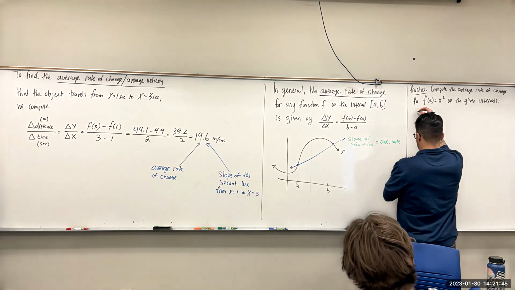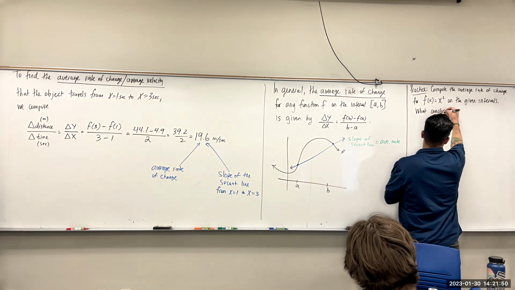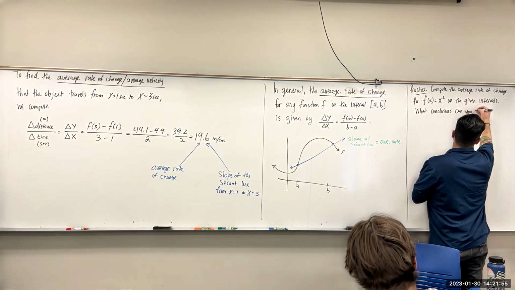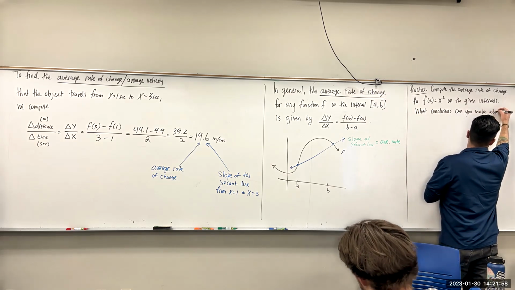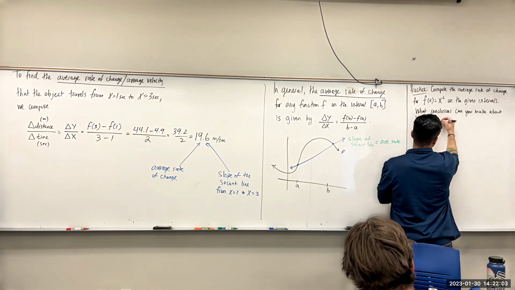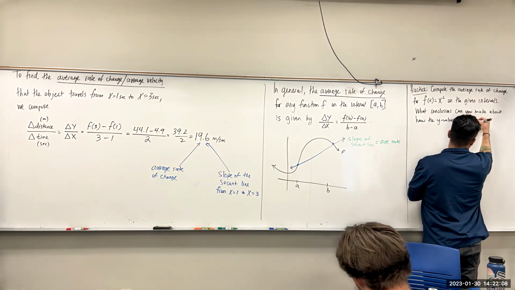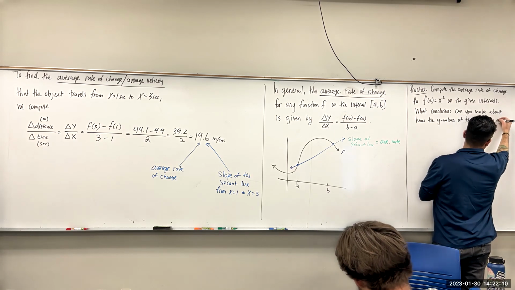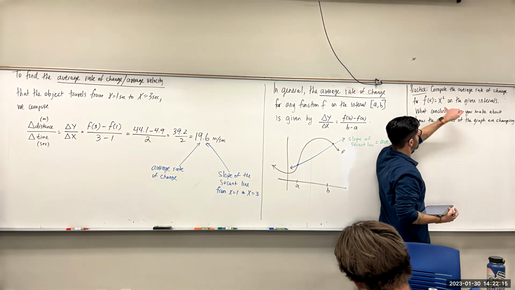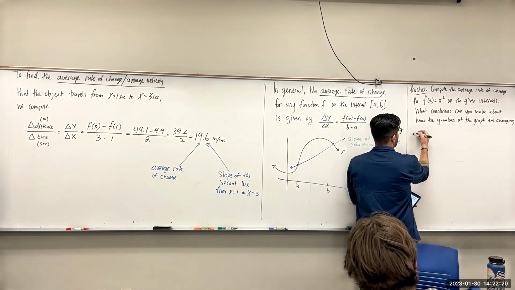Once you find that, then I want you to discuss with your classmates what conclusions can you make about how the y values of the graph are changing. You already know the graph of x squared, but just use your interpretation of the answers to see if it agrees. So let's do part 1.